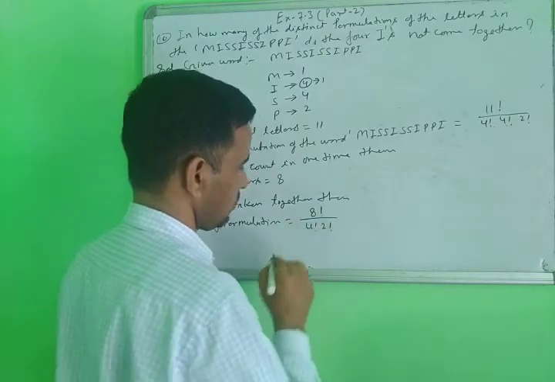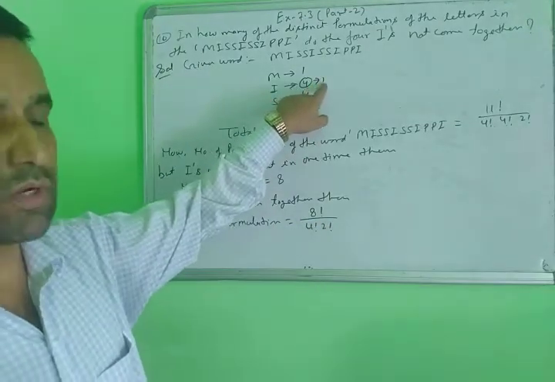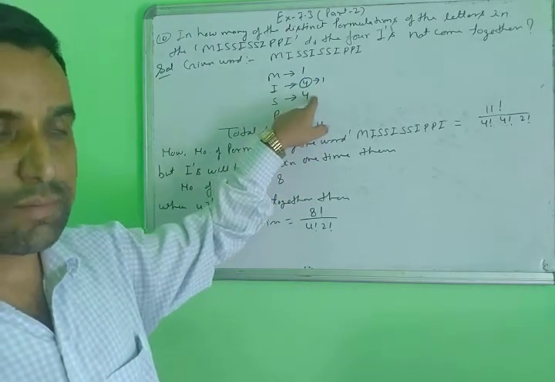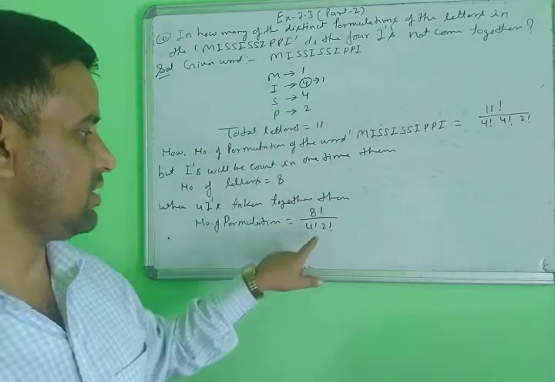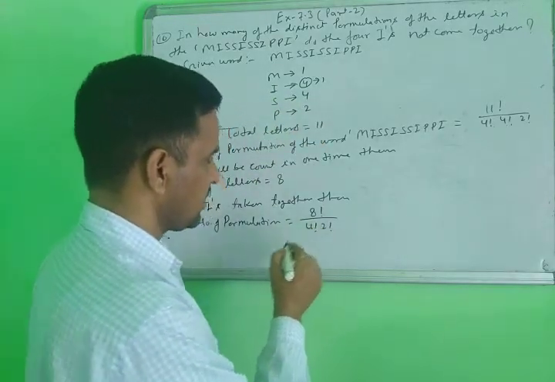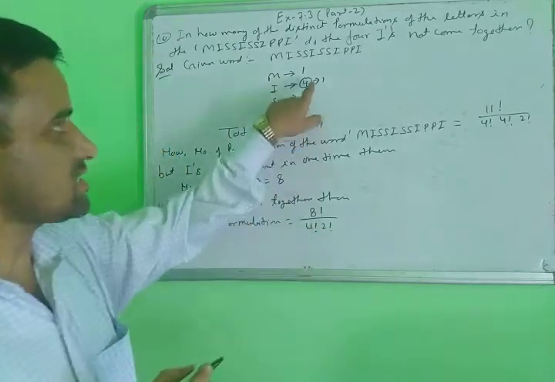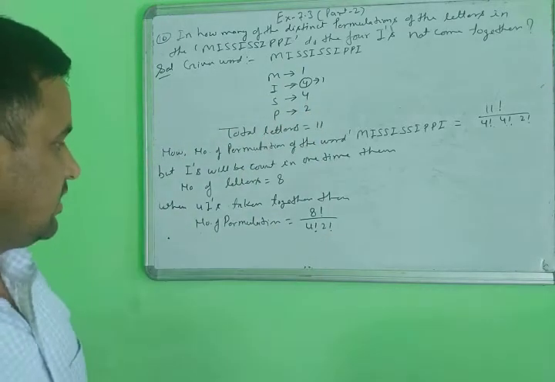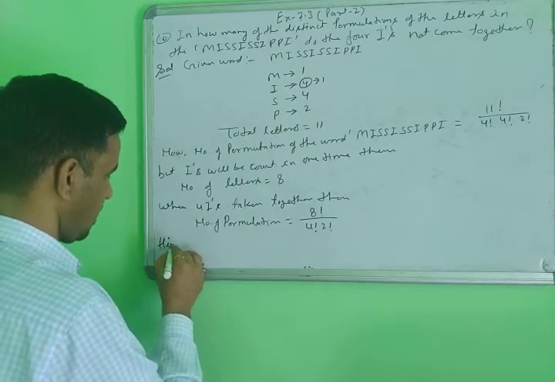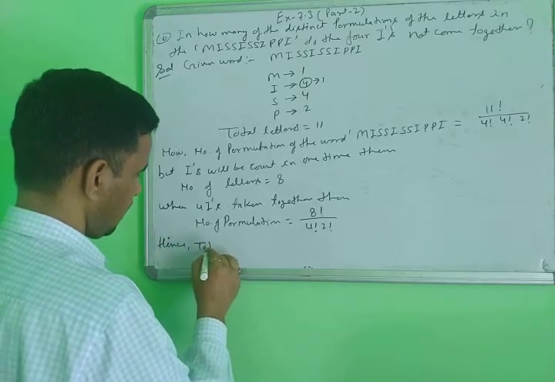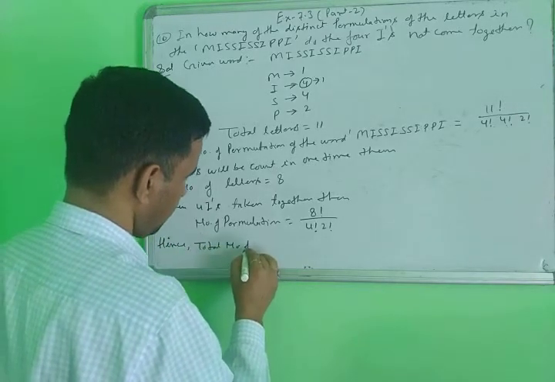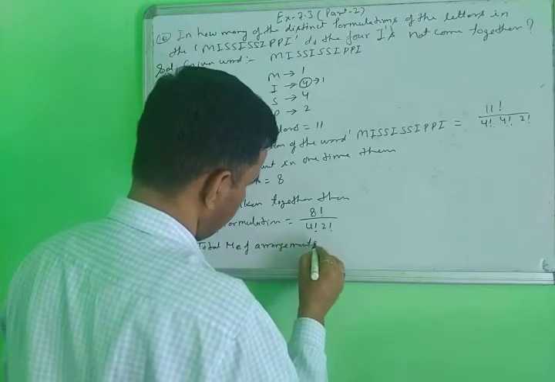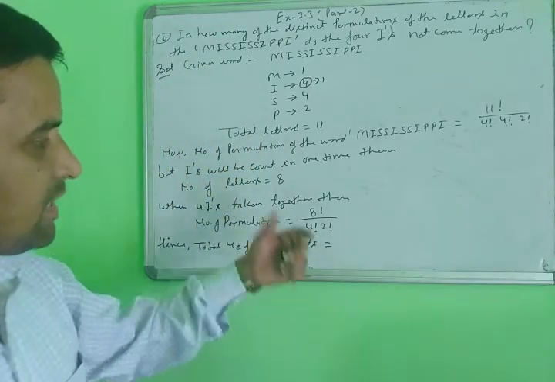Because this 4 is considered only one, the total letters here are 8. How many letters are repeating here? 4 and 2 only are repeating, so we divide by factorial 4 and factorial 2. If 4 i's is considered only one time, then factorial 4 and factorial 2 only divide. So hence, the total number of arrangements.